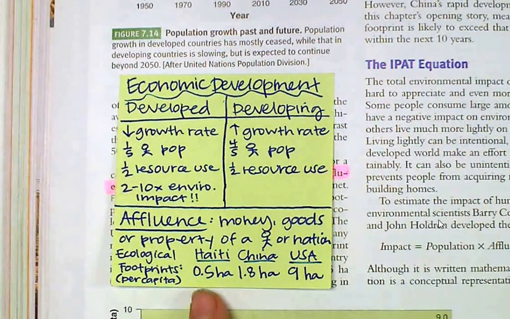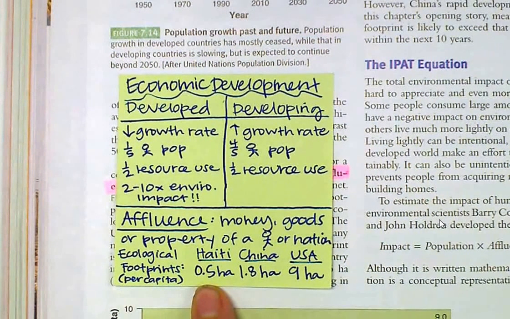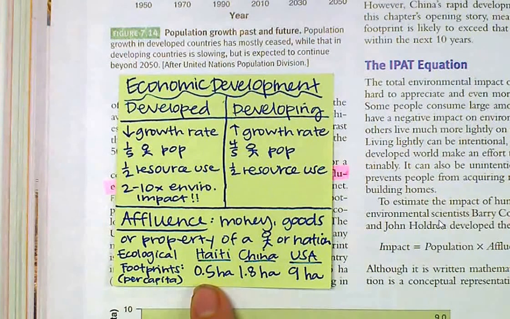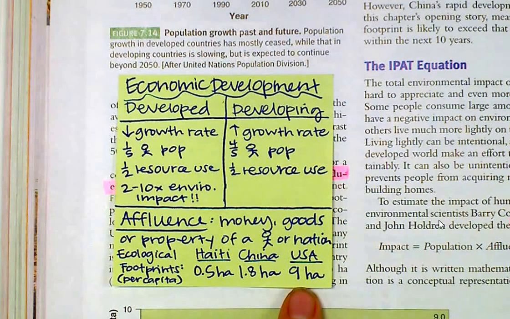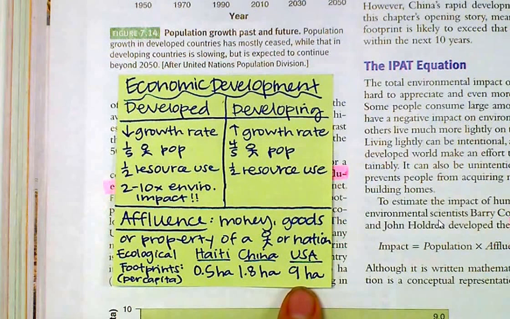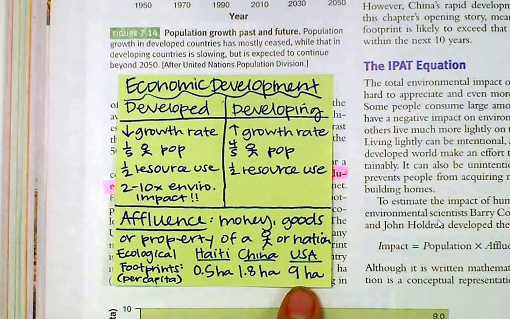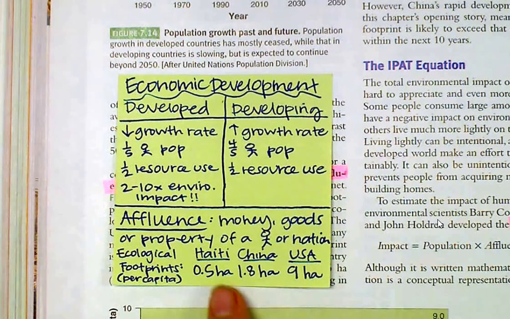Per capita, Haiti has only half a hectare, so that's not very much at all. China has 1.8, and the United States is a whopping 9 hectares per person. The United States has more than 5 times the environmental impact of a person living in China and 18 times that of a person living in Haiti.